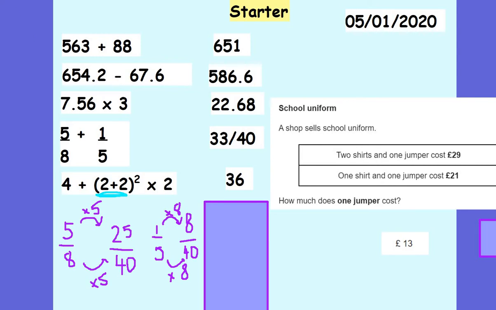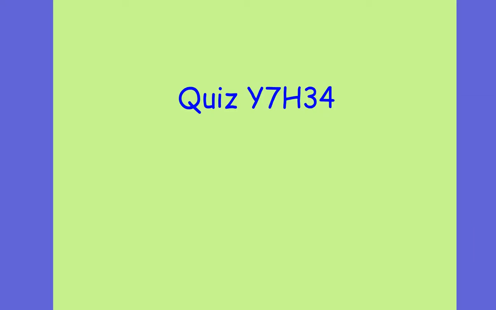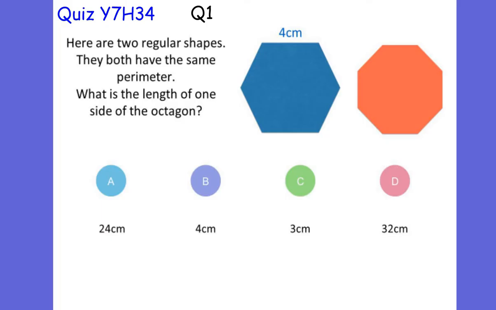Okay, we're going to run through the diagnostic quiz now, so that's A, B, C or D. Please keep a note of your answers and then we'll go through the actual answers at the end. So question number 1 for me. Here are 2 regular shapes. They both have the same perimeter. What is the length of one side of the octagon, the orange shape? Pause the video if you need and have a little think about that one. A, B, C or D.